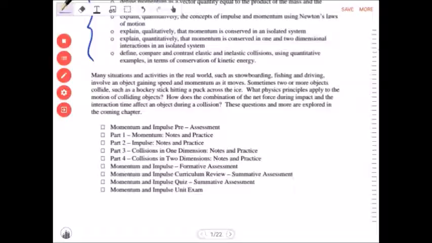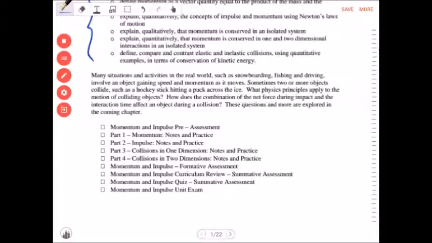Many situations and activities in the real world, such as snowboarding, fishing, and driving, involve an object gaining speed and momentum as it moves. Sometimes two or more objects collide, such as a hockey stick hitting a puck across the ice. What physics principles apply to the motion of colliding objects? How does the combination of the net force during impact and the interaction time affect an object during a collision? These questions and more are explored in the coming chapter.